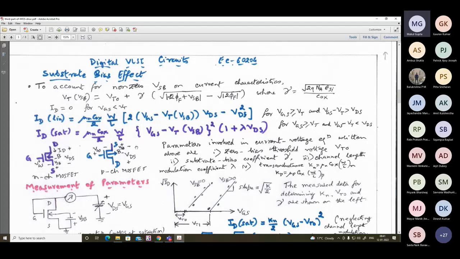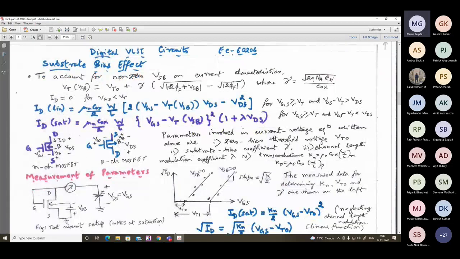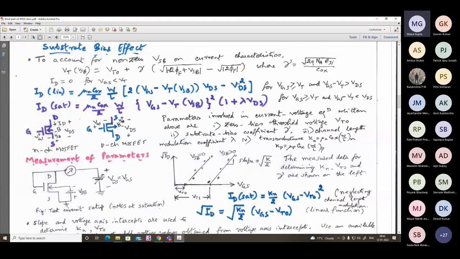Also, if we consider the substrate bias, then the drain current becomes a function of three voltages: VDS, VGS, and VSB. Why? Because the threshold voltage VT is there, and VT is a function of VSB, the source to body bias. To account for non-zero VSB on current characteristics, we need to consider this. Gamma assumes importance. This is for the linear region expression, and this is for the saturation region.